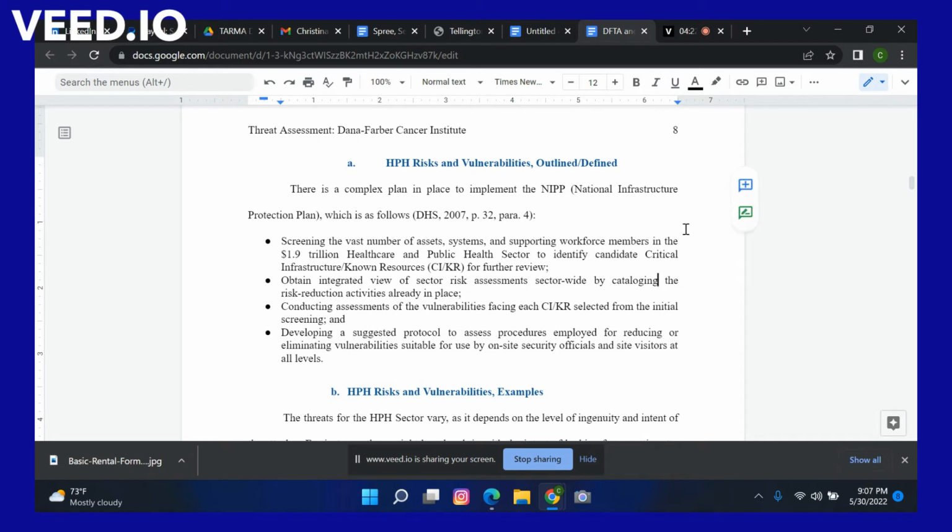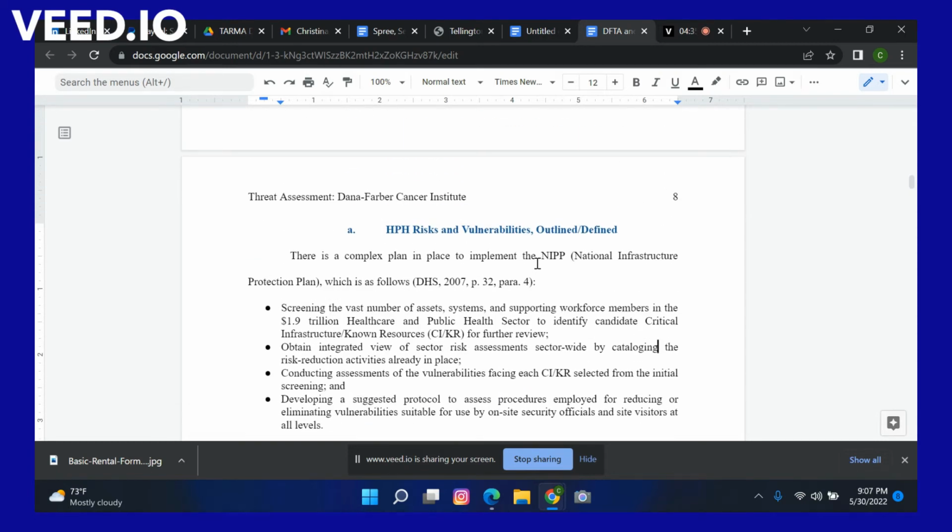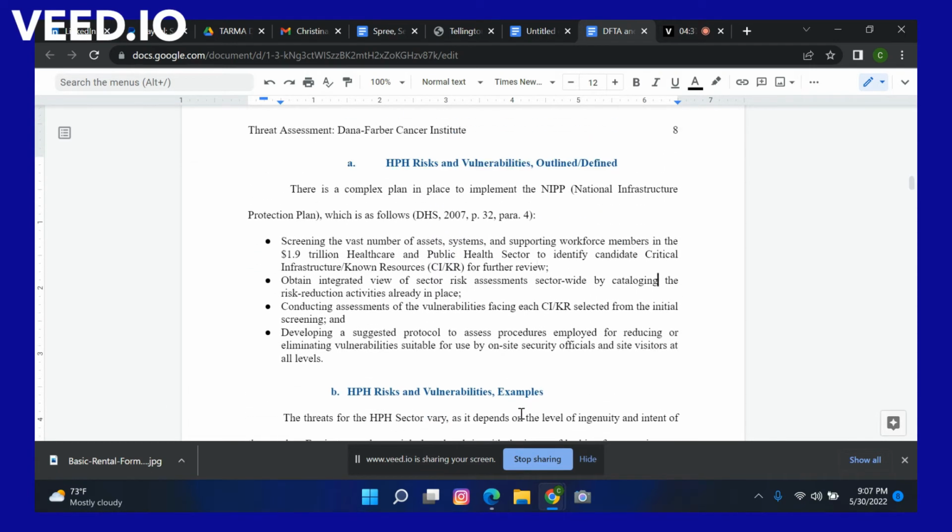Yeah, you can find this entire document on my LinkedIn page in the featured section. It looks exactly like this. It's the same exact document. So we could offer examples of the primary, or examples of risks and vulnerabilities of the primary.